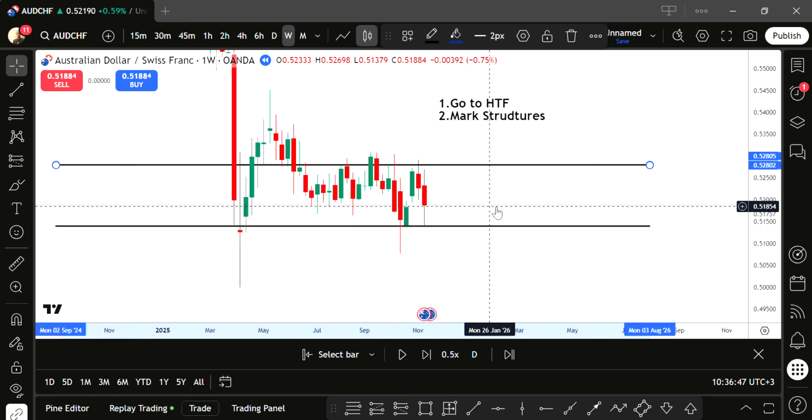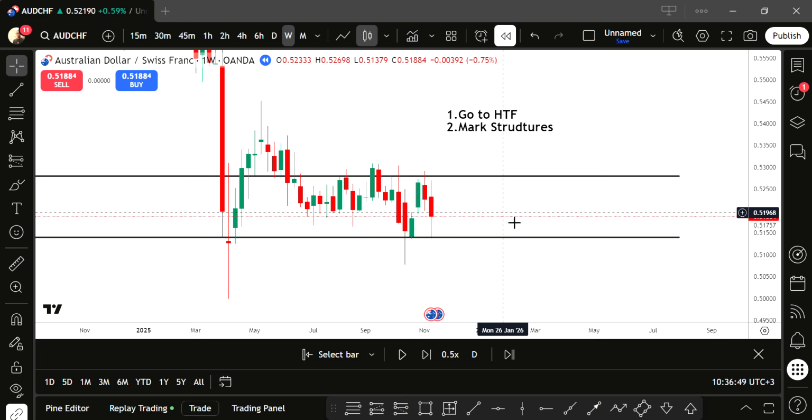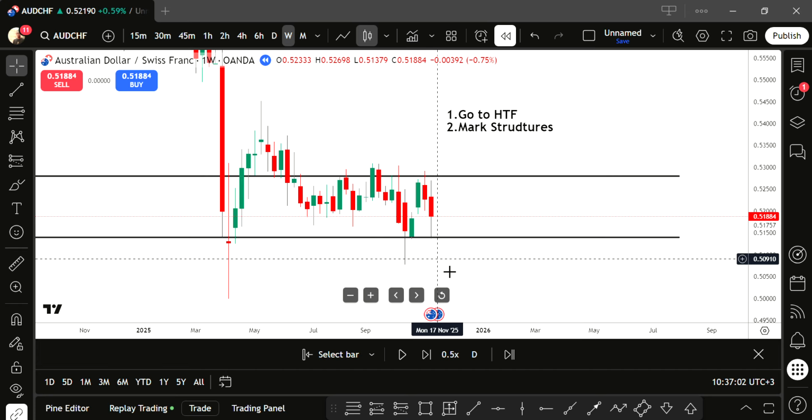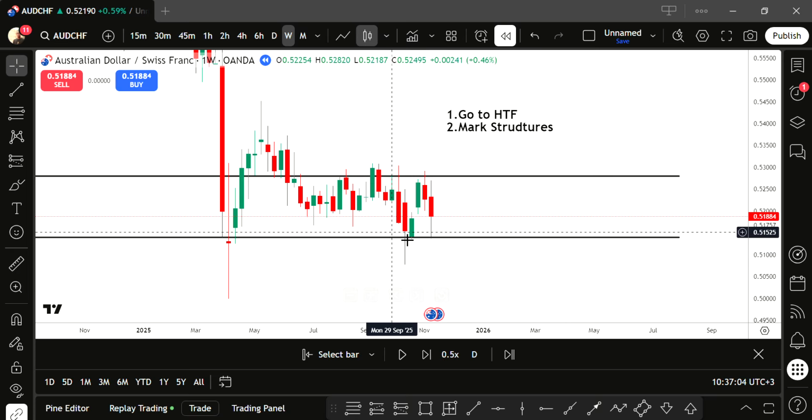Good. Now what else do I want to do after marking out my structure? I want to look at the immediate weekly candle. Is it a bearish candle? Is it an engulfing candle? What is it? When I look at it here, it is a rejection candle. This simply tells me price is rejecting this level and it is likely to go up here. That's why I always put on the two levels, because if price is going to reject here, it is likely to go up here.